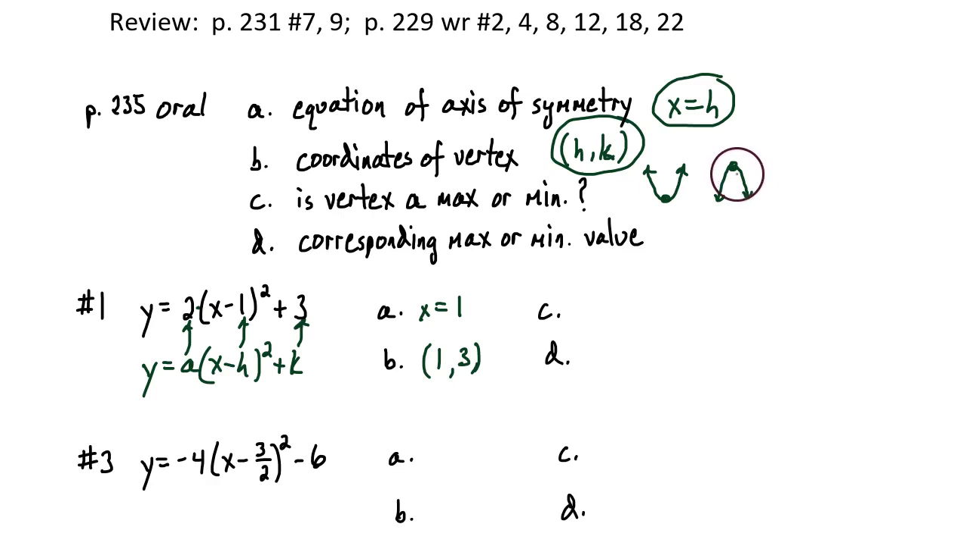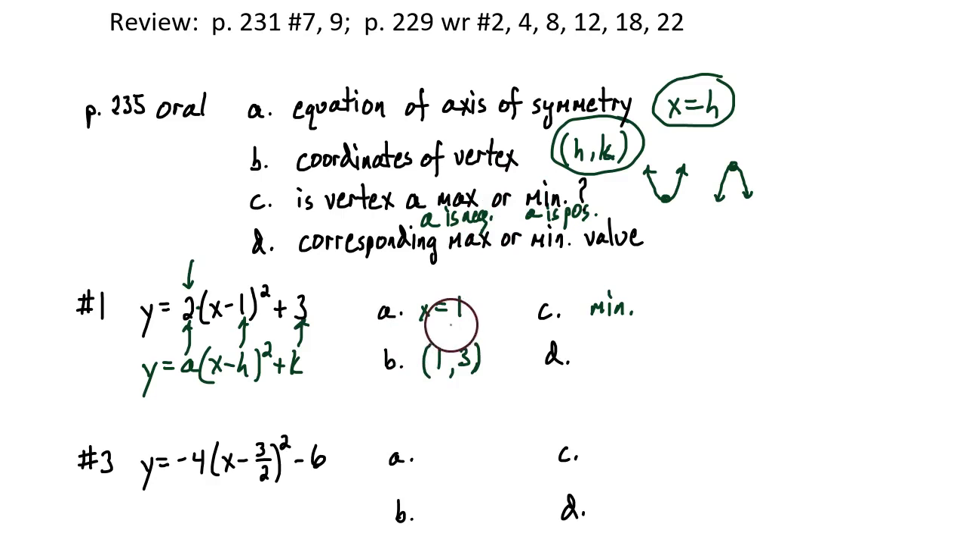To figure this out, we look at the value of a. In our problem, a is a positive number. So because a is positive, the vertex is a minimum. The vertex will be a minimum whenever a is positive. The vertex will be a maximum whenever a is negative.